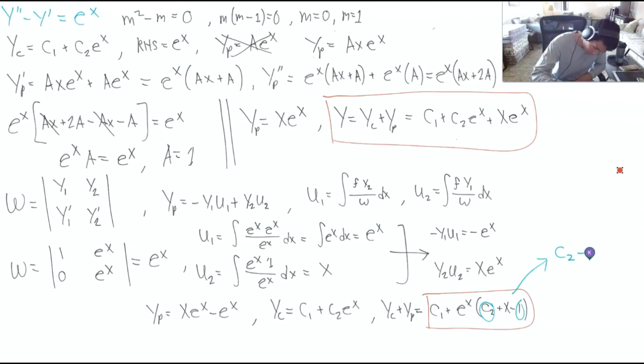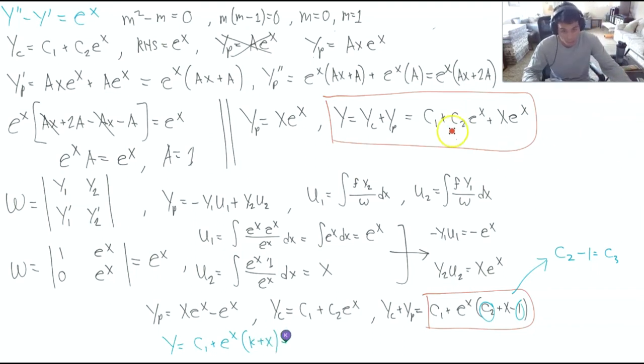C2 minus 1. What can we call that? We can call that C3, or you can call it another variable if you want. Now you can write y is equal to C1 plus e to the x. It'll be k plus x. And then we could write this kind of similarly if we want to. C1 plus k e to the x.